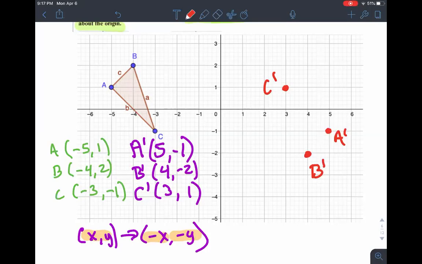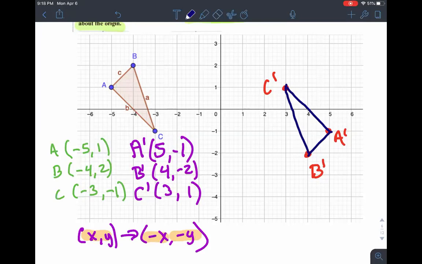Our next step would then be to graph those three new points. 5 comma negative 1 is A prime, 4 comma negative 2 is B prime, and 3 comma positive 1 is C prime. And finally, we just connect those lines to make the new triangle, the image of triangle ABC. And voila, here it is, our delightful, delicious new triangle, A prime, B prime, C prime. Isn't it beautiful? Rotated a nice, nifty 180 degrees about the origin. I knew you'd think so. It is quite a delight.